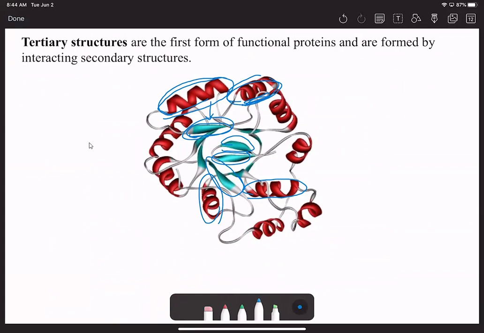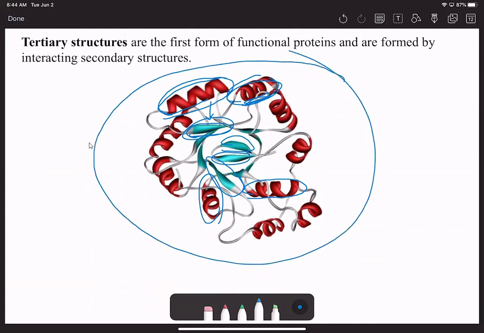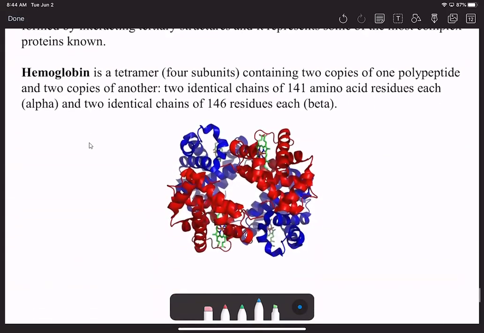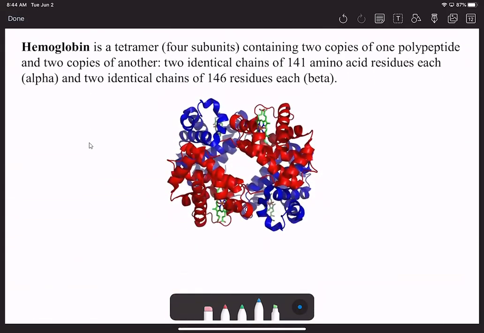And then we're going to get to the highest level of organization. This is what we call a quaternary structure, where we're going to get interactions of tertiary structures. So here we have an interaction of a tertiary structure, right? Here is a tertiary structure, here's another tertiary structure, and another one, making up what we call a quaternary structure.